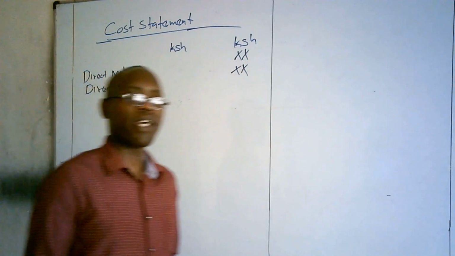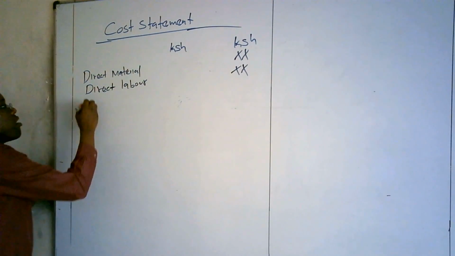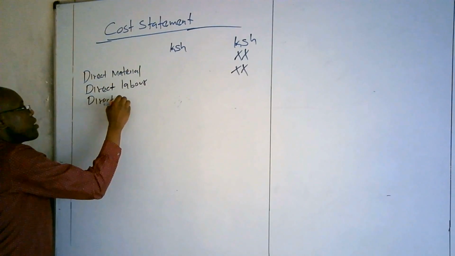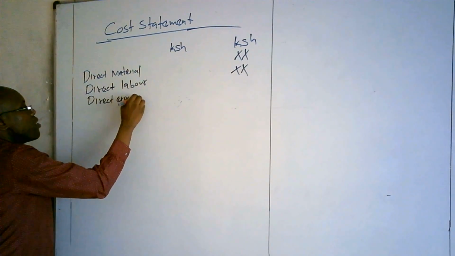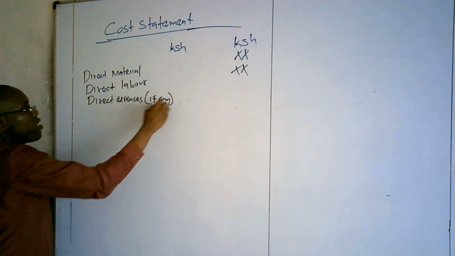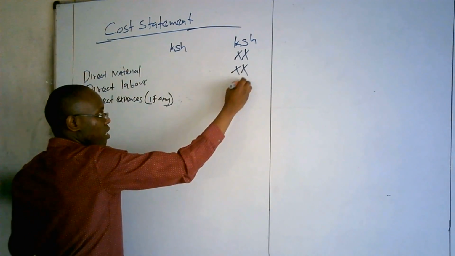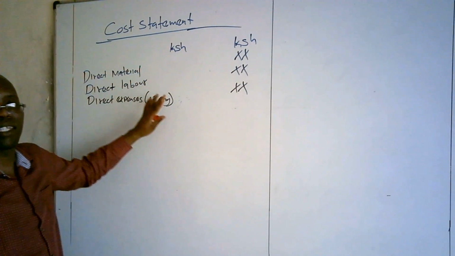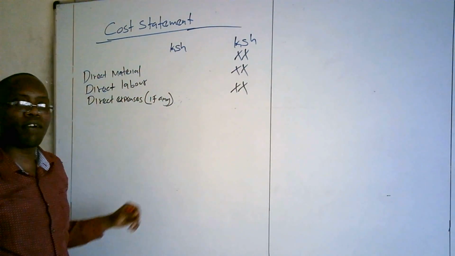And then we are going to have direct expenses, if any. We say direct expenses, if any, you add it here. Again, I say this one is if any. Sometimes you may not have it.